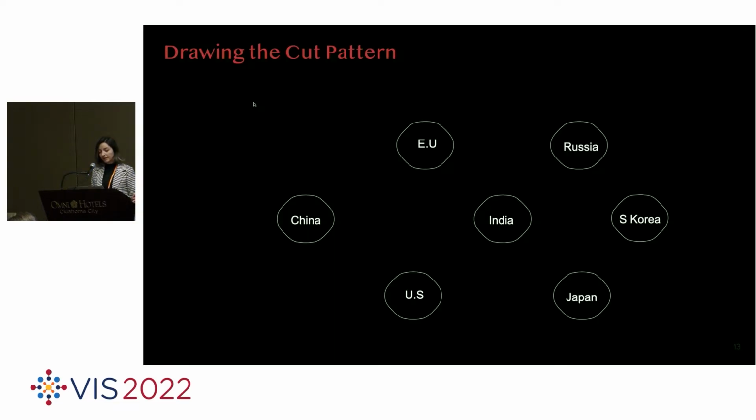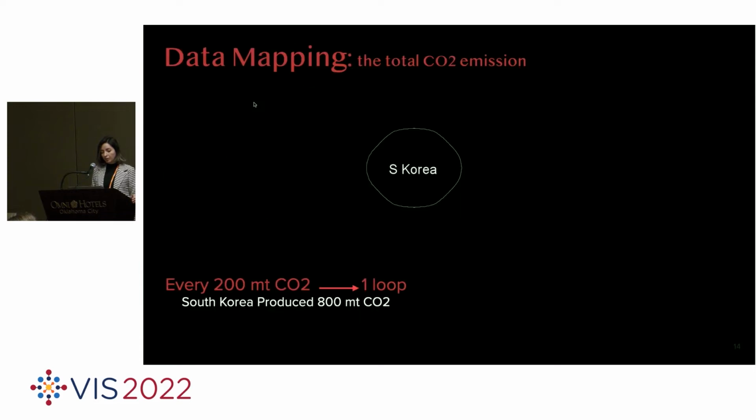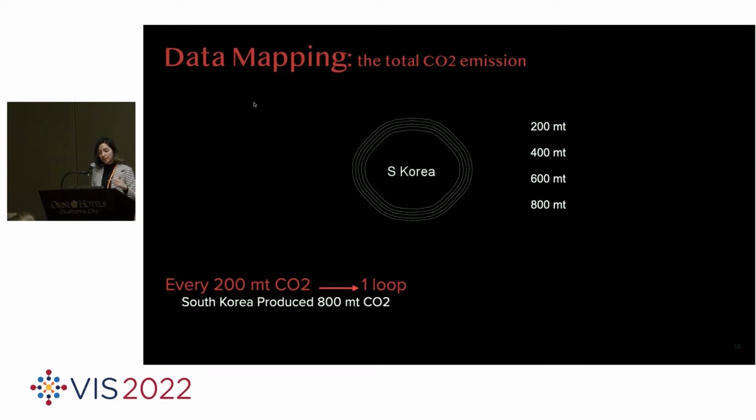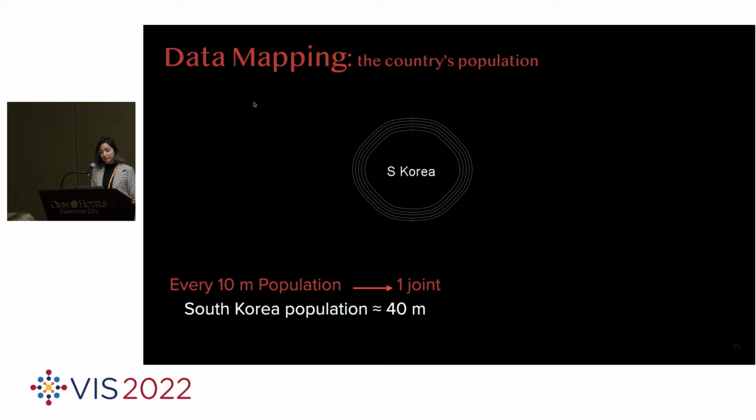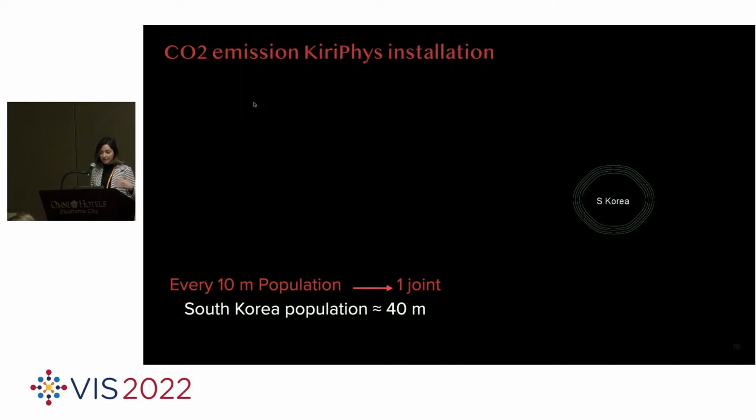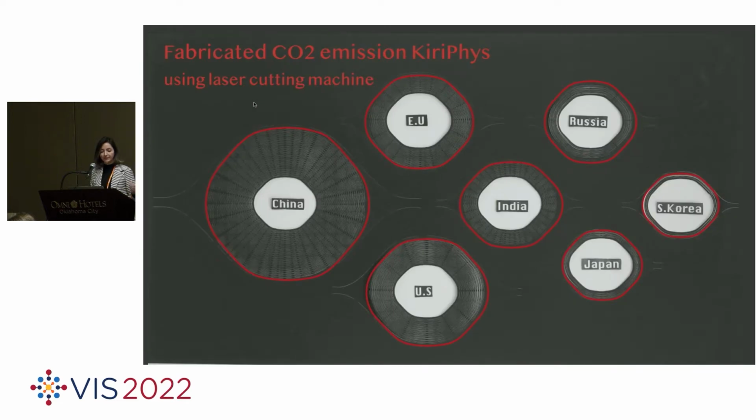We started data mapping and drawing the cut pattern by drawing one loop, with a central shape identical in all countries. Then in each country, for example, in South Korea, with every 200 million tons of CO2 emission, we added one loop, which counts as 4 in South Korea with 800 million tons of CO2 emission. Then for every 10 million population, we added one joint, which counts as 4 in South Korea with 40 million population. We did the same data mapping practice for all countries, and this is the cut pattern, and this is the fabricated version. With this mapping, the overall size of each region shows the overall CO2 emission of that part. So a viewer can easily make cross-country comparisons and get a ballpark estimation of a country's CO2 emission.